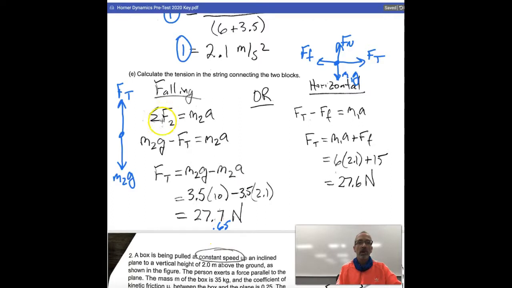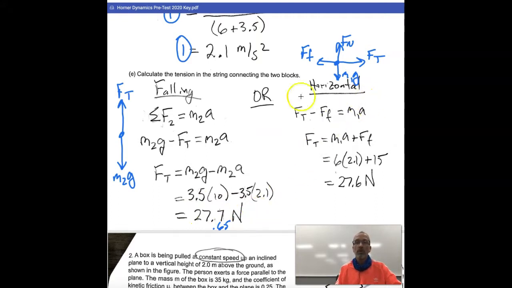For the falling block, we're going to say the sum of the forces for object 2, which is the one that is hanging, is m2g, so that's positive, minus Ft equals m2a. We're going to solve for Ft. That means I subtract m2a from both sides and add Ft. That gives me this equation. We then have our numbers we plug in, and we end up with about 27.65 newtons.